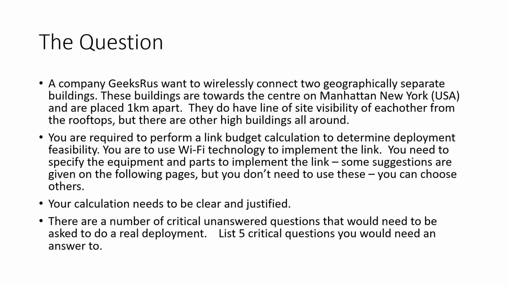So we've got a lot of calculations and considerations to go through, and to go through this I've set a question. It reads like this. A company, Geeks R Us, want to wirelessly connect two geographically separate buildings. These buildings are towards the center of Manhattan, New York, United States of America, and are placed 1 kilometer apart. They do have line of sight visibility of each other from the rooftops, but there are other high buildings all around. You're required to perform a link budget calculation to determine the deployment feasibility.